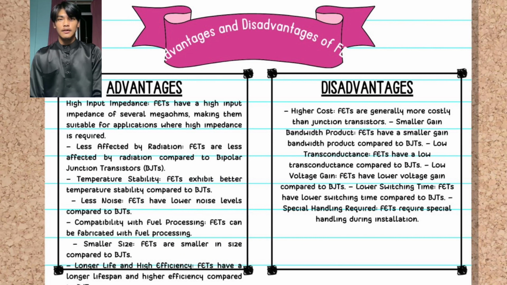Besides that, low voltage gain. FETs have a low voltage gain compared to bipolar junction transistors. And then, lower switching time. FETs have a lower switching time compared to bipolar junction transistors. And the last disadvantage of FET is special handling required. FETs require special handling during installation.